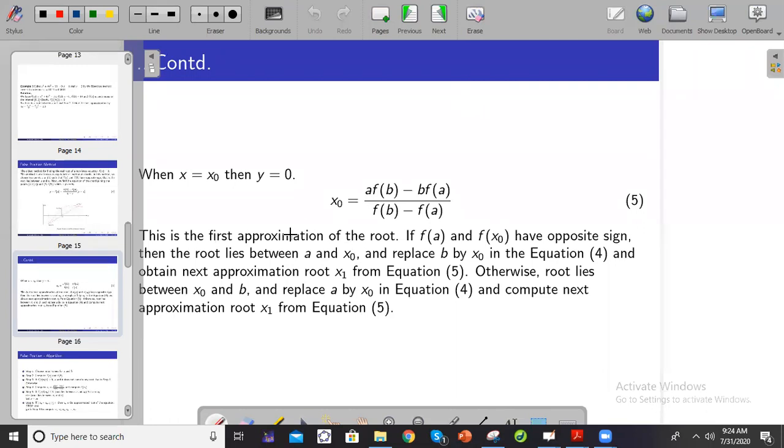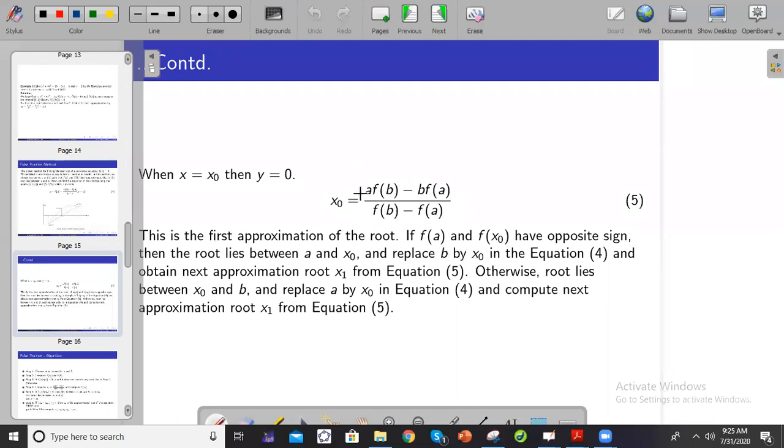Okay, how to choose a and b? Bisection method मा जसरी choose गरेका छौं हामी त्यसरी नै we follow the rules from the bisection method. The first approximation of the root is x naught. If f of x naught equals 0, x naught is the root, but if not we follow for the next approximation. If f a and f of x naught have opposite sign, हामी के भन्न सक्छौं? Then the root lies between a and x naught. Okay, we replace b with x naught.